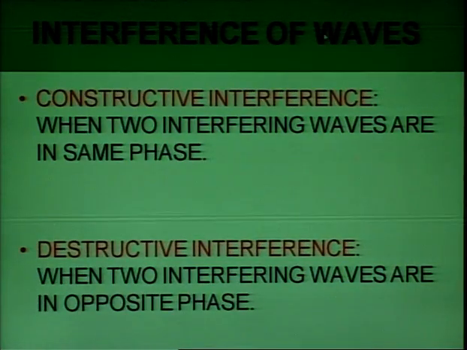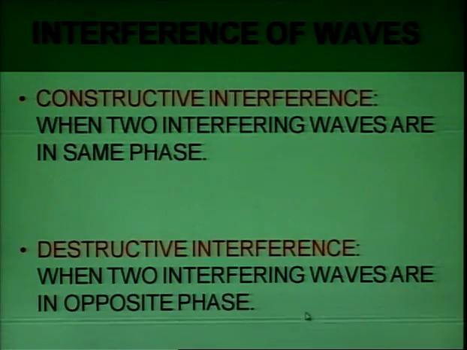Now next, interference of waves can be of two types, constructive and destructive. So when is it constructive? When the two interfering waves are in the same phase. We discussed in the previous slide when interference happens: when two waves of the same frequency moving in the same direction overlap. Now if the two interfering waves are in the same phase, then the resultant phenomenon is constructive interference. And when the two interfering waves are in opposite phase, this is destructive interference.